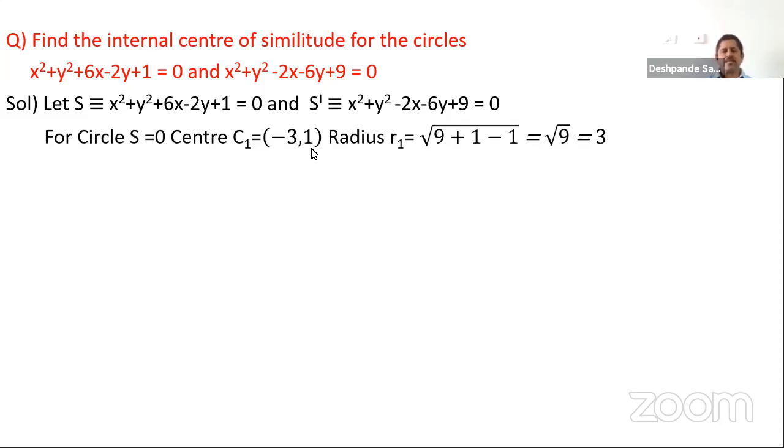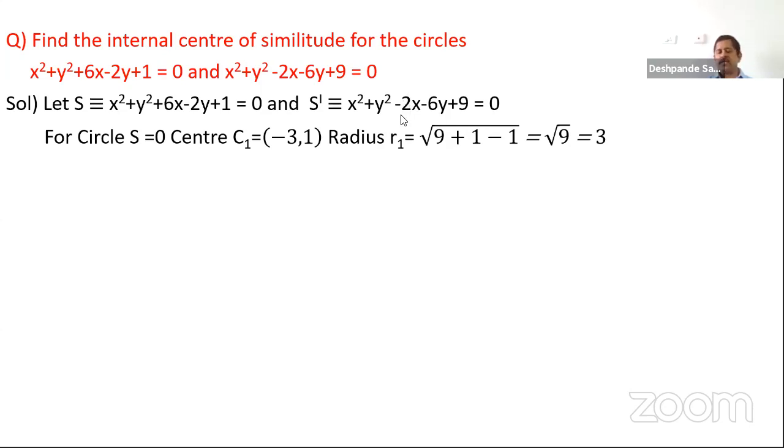To find the radius, it is the root of square of minus 3, which is 9, plus square of 1, which is 1, minus c. So minus c value is minus 1 here. So 9 plus 1 minus 1 is root 9, which is equal to 3. So the radius of the first circle is 3 and the center is minus 3 comma 1. Now we take the second circle. Here you have 2g equal to minus 2 and 2f equal to minus 6 and c equal to 9. So when you take half of this, you're going to get minus 1.